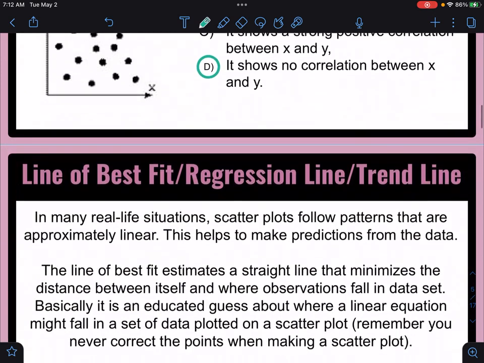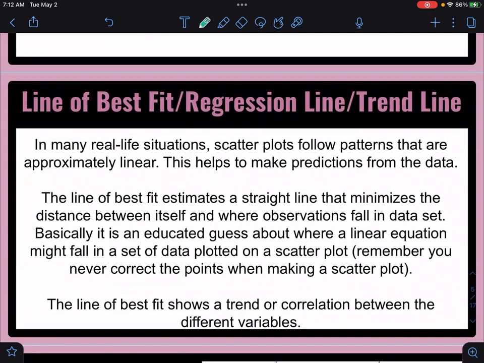So today we are going to work on finding a line of best fit, which can also be called a regression line, which could also be called a trend line. In many real-life situations, scattered plots follow patterns that are approximately linear, which means forming some type of straight line. This helps to make predictions from the data. The line of best fit estimates a straight line, which would minimize the distance between itself and where observations fall in the data set. Basically, it is an educated guess about where a linear equation might fall in a set of data plotted on a scattered plot.